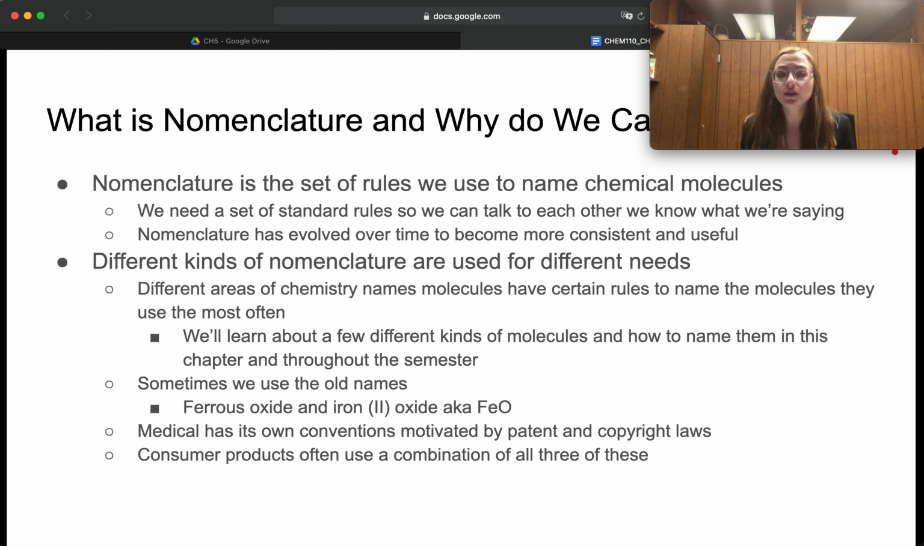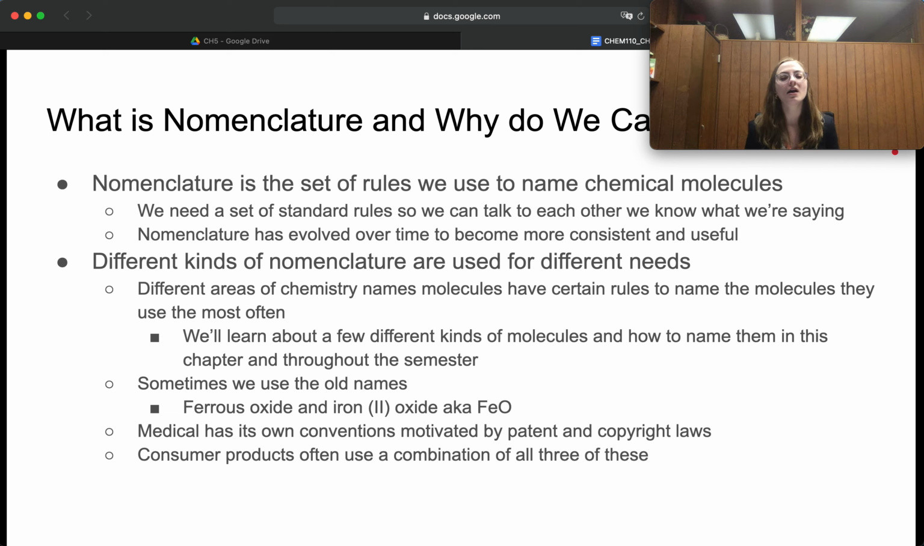We're going to learn about a couple of different kinds of molecules in this chapter. We're going to learn how to name them, and then we'll continue to add to our toolbox throughout the semester, of course. Sometimes we might just use the old names. For example, ferrous oxide is one I have definitely heard before. In this class, we would call it iron 2 oxide. I would prefer to call it iron 2 oxide. But some of these older names, like ferrous, were indicating the charge on that iron atom. So if we're thinking about FeO, we might call it ferrous oxide, or we might call it iron 2 oxide. We're always going to defer to the chemistry names, but this is one good example of an old name that we have.